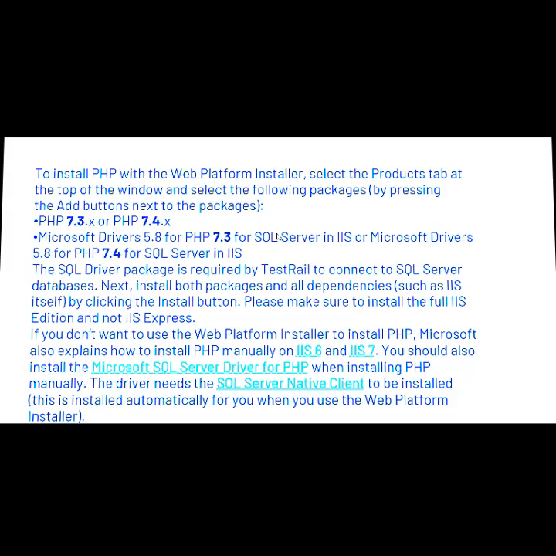Next, install both packages and all dependencies, such as IIS itself, by clicking the Install button. Please make sure to install the full IIS edition and not IIS Express. If you do not want to use the Web Platform Installer to install PHP, Microsoft also explained how to install PHP manually on IIS 6 and IIS 7.